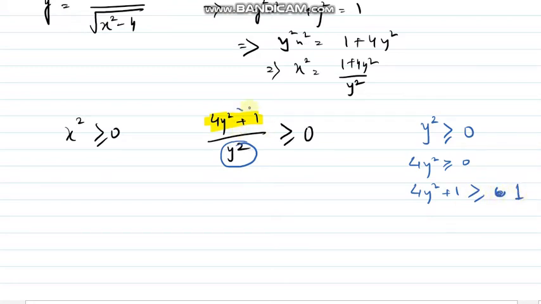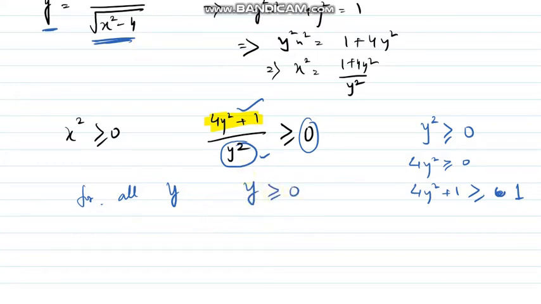So in both the denominator and numerator, these things are positive, or rather non-negative terms. So their division will be greater than or equal to 0 for all y, right? But what was y? Y was a positive square root function. So the value of y should be greater than or equal to 0. Second thing is y square is there in the denominator. So y cannot be equal to 0 also.